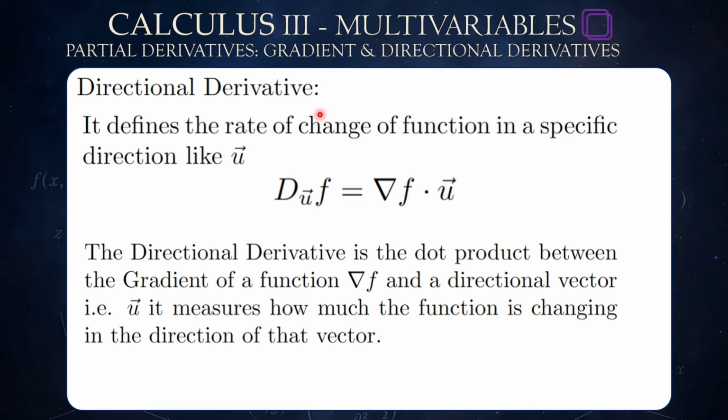Directional derivative. So what is a directional derivative? It defines the rate of change of a function in a specific direction, like that of a vector u. So D_u f is equal to nabla f dot u. The directional derivative is the dot product between the gradient of a function, nabla f, and a directional vector, i.e. u, which is designated. It measures how much the function is changing in the direction of this vector.